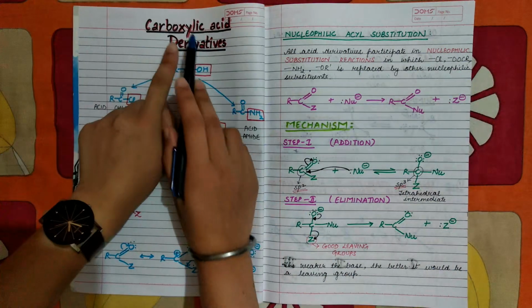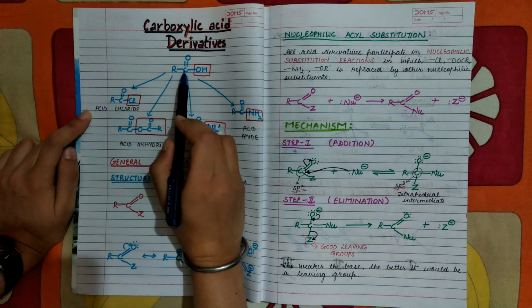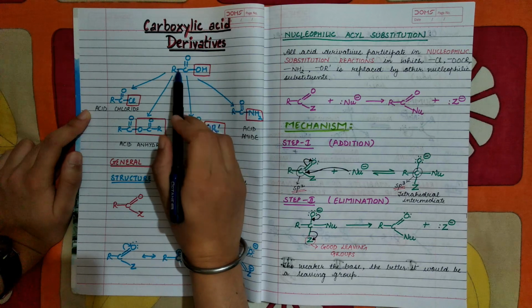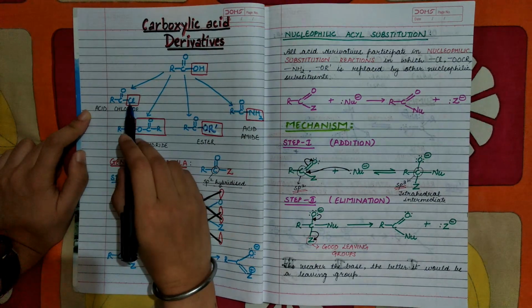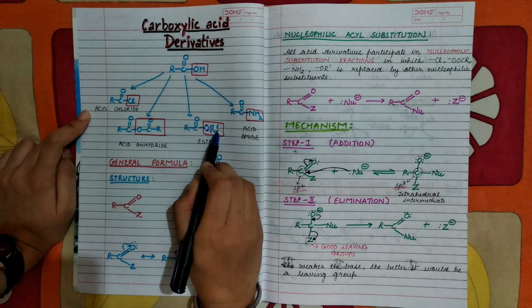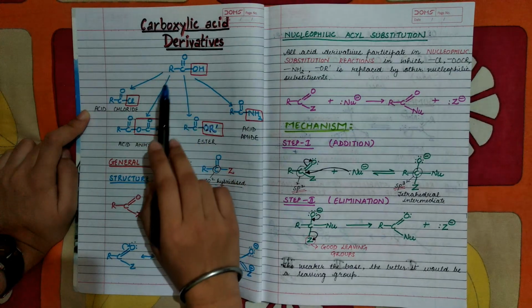The chapter is carboxylic acid derivatives. This is carboxylic acid, RCOOH. When we replace the OH group of carboxylic acid with some other group, it can be a chlorine group, it can be OCOR, OR-, or NH2, then this is called a carboxylic acid derivative.